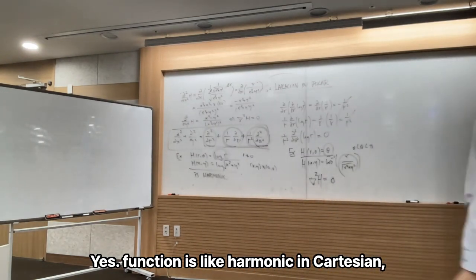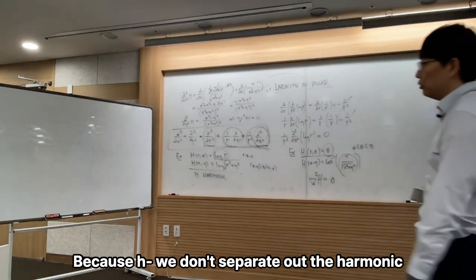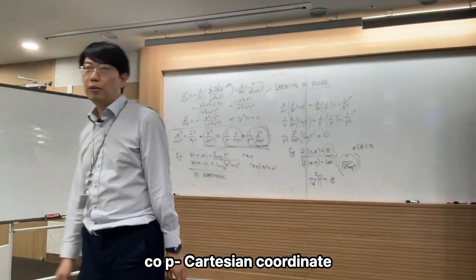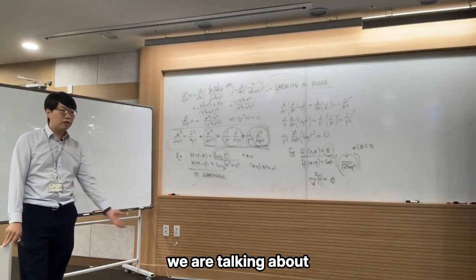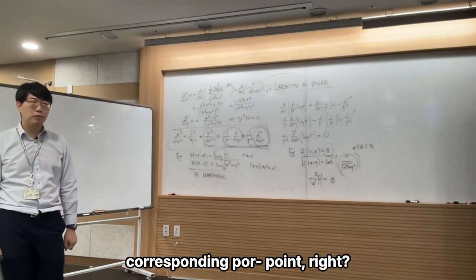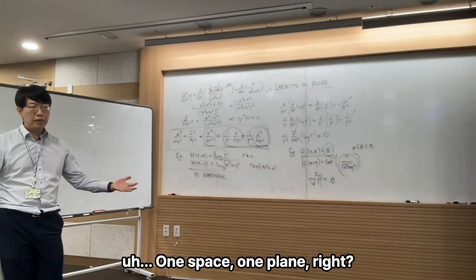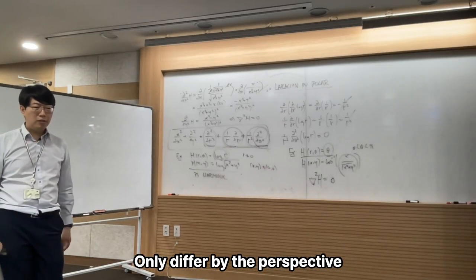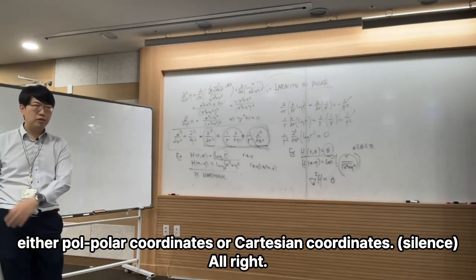If a function is harmonic in Cartesian coordinates, does that mean it's also harmonic in polar? Yes, yeah. Because we don't separate the harmonic Cartesian coordinate from the polar coordinate. Once you have a polar coordinate, we're talking about the corresponding point in Cartesian coordinates, right? So we're always talking about one space, one plane, right? Only different by the perspective, how we recognize that point, either polar coordinates or Cartesian coordinates.